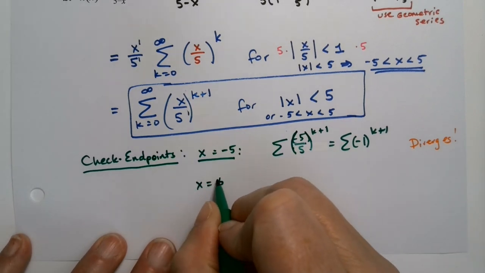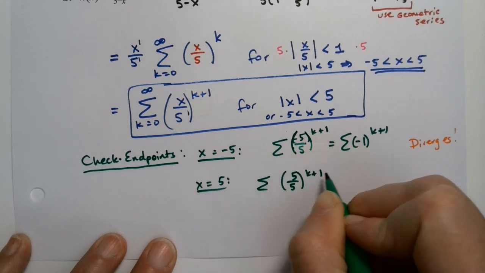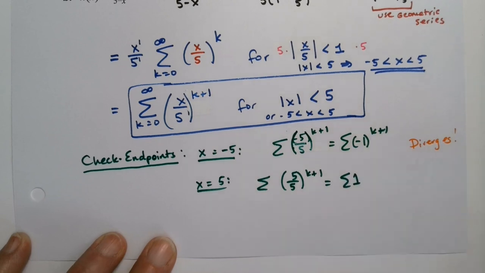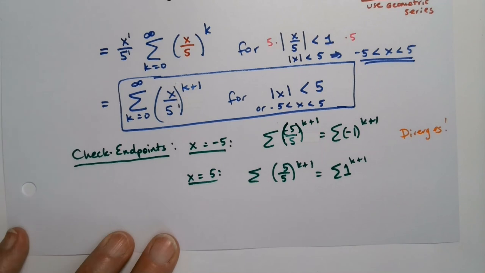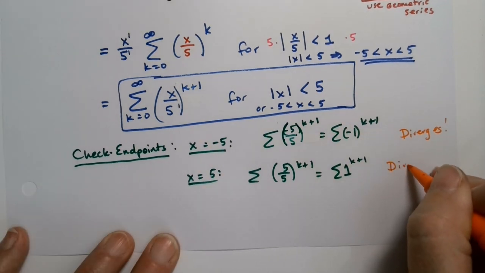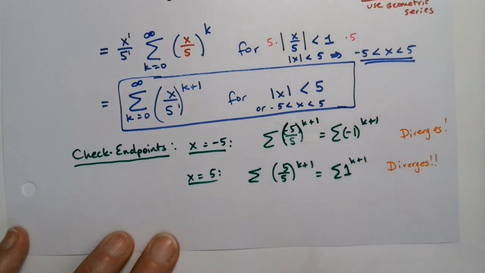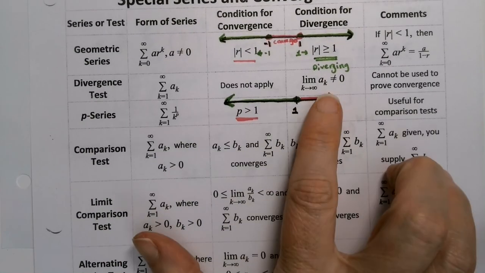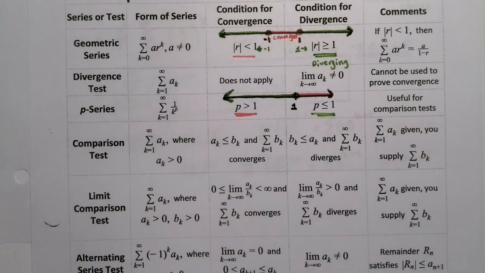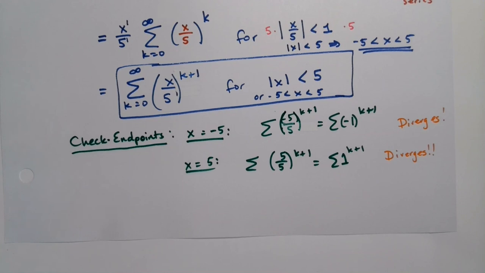And then if x equals 5, I would have a sum of 5 over 5 to the k plus 1. That is the sum of 1. I mean, if you want to say to the k plus 1, fine, but it doesn't really matter since they're all 1s. That also diverges because 1 is not 0. If you remember the divergence test, that sequence has to go to 0. Otherwise, it diverges. That's the divergence test that we learned back in chapter 10, right? We have to have the sequence that builds the series go to 0. And that is completely and totally not happening here. So both of those diverge.